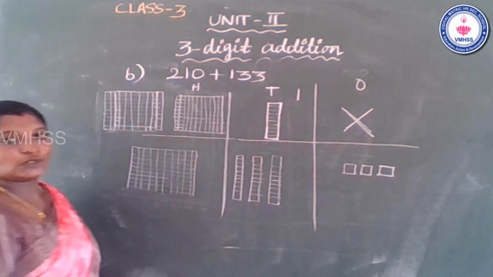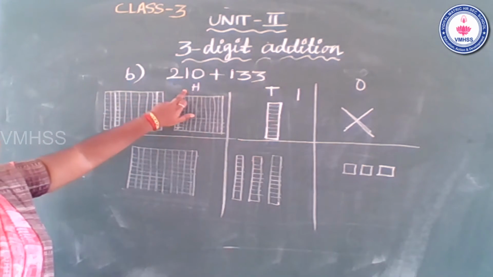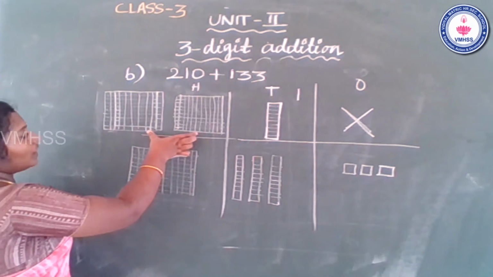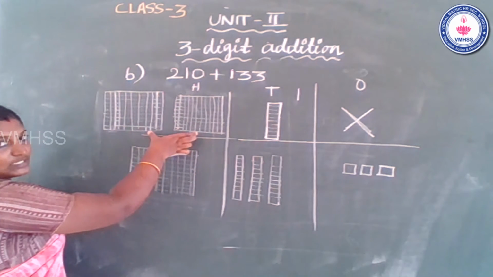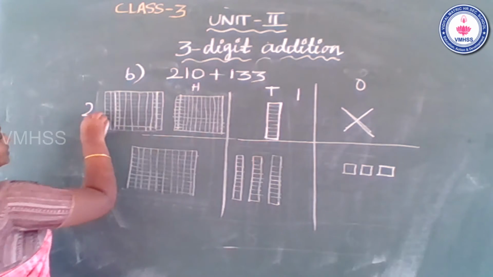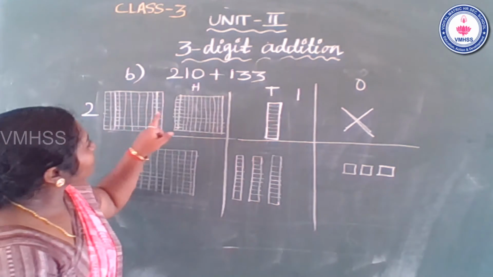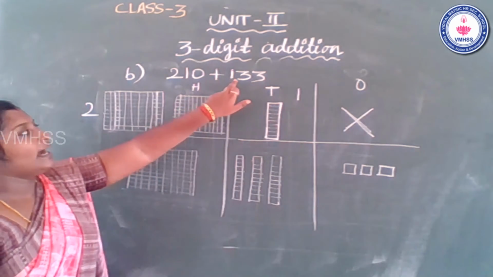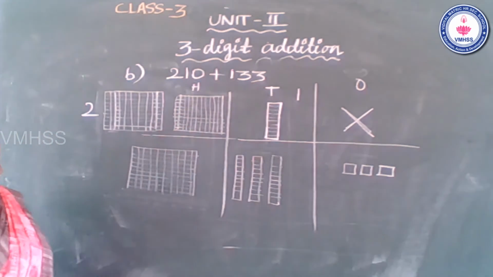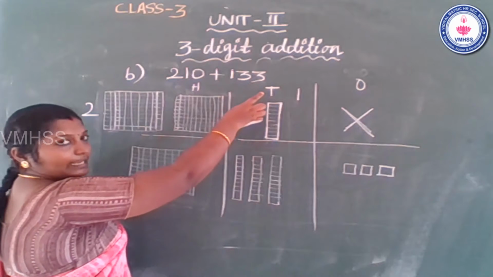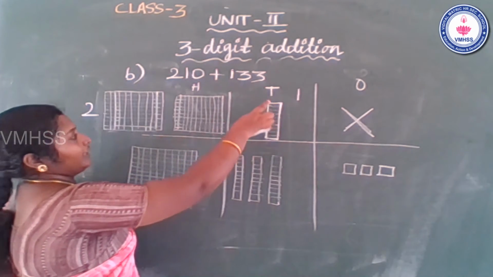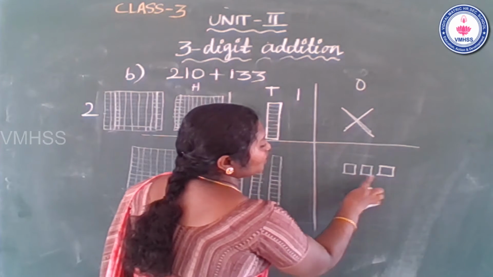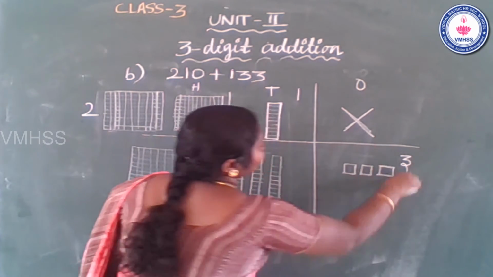Okay, students. So the third one, 100. How many hundreds are there? 2. Okay, so you draw 200 blocks. Okay, students. Do you understand? So 2. Okay, 210. Okay, so second one, 133. So what is the ones place value? 3. Am I right? Very good. 3. So you draw 3 blocks. 1, 2, 3. Okay, 3.